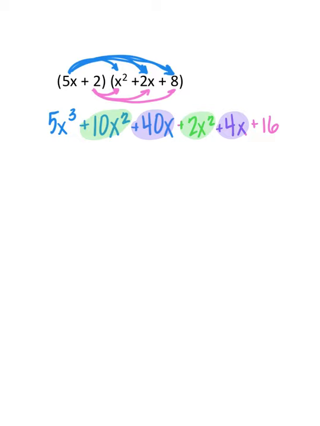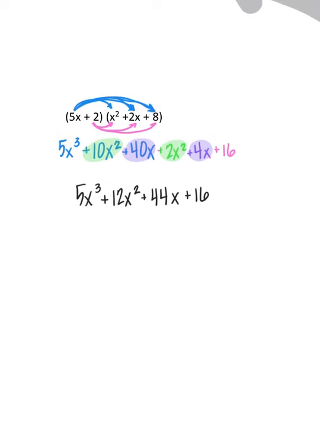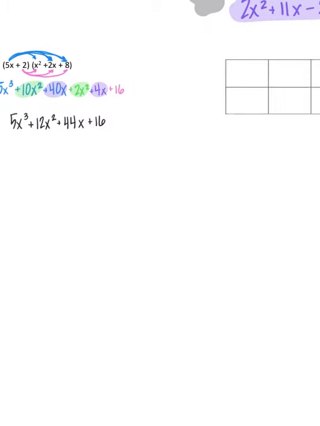So we're going to rewrite this as 5x to the third plus 12x squared plus 44x plus 16. And that is the answer that would be in standard form. So that's how we would leave it just like that, because our degree of 3 comes first and it's the highest one. So now let's do it in the box.